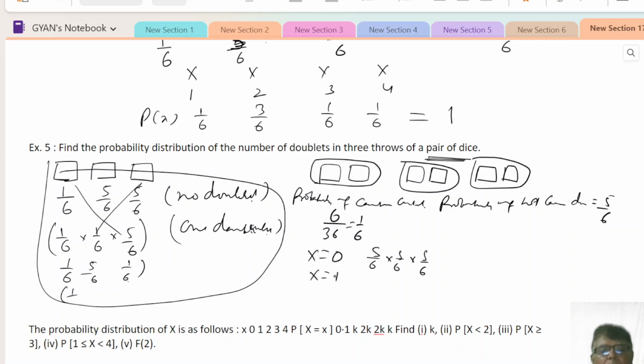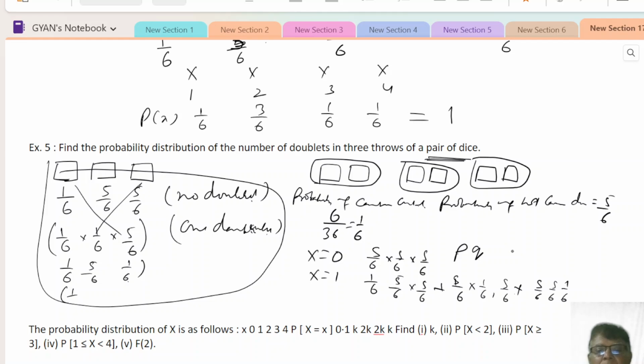Probability of coming one doublet: 1 by 6 into 5 by 6 into 5 by 6, or 5 by 6, 1 by 6, 5 by 6, or 5 by 6, 5 by 6 and 1 by 6. You add it. That means the probability of a doublet outcome is P and not outcome is Q.